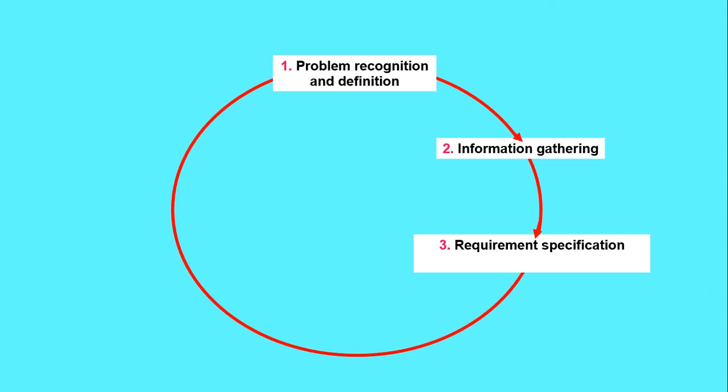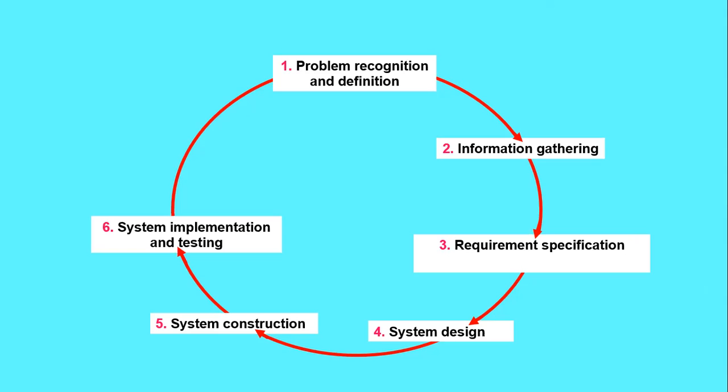The third stage is requirement specification. The fourth stage is system design, while the fifth stage is called system construction or development. Stage 6 is system implementation and testing, while stage 7 is called the system review and maintenance.